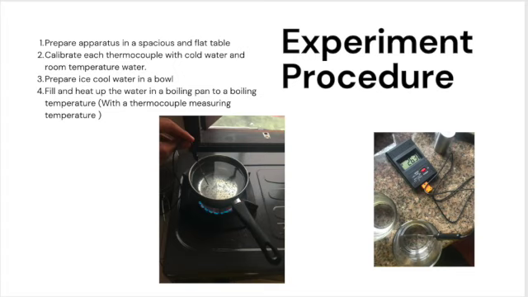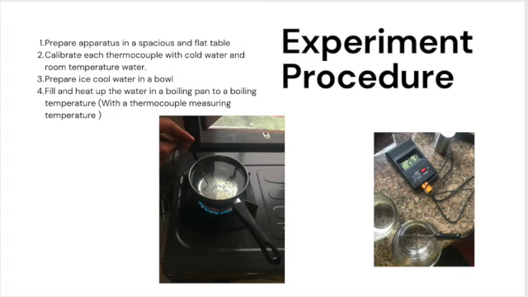And then, before anything else, we prepare ice-cold water in a bowl so that before transferring the cylinder to the ice-cold water, it's all prepared. It's just a matter of transferring it safely. So keep that on the side, the ice cold water. Once that's done, prepare the boiling pan on top of the stove and fill it up with water, with a thermocouple measuring the temperature.